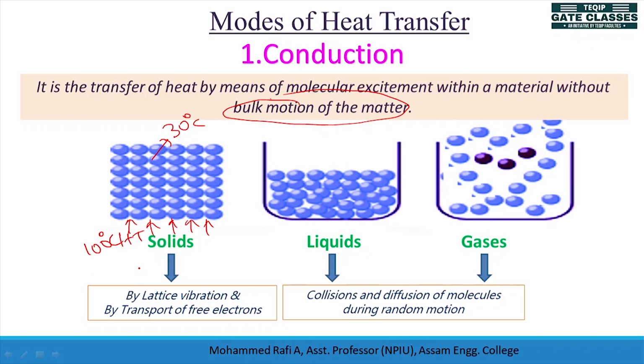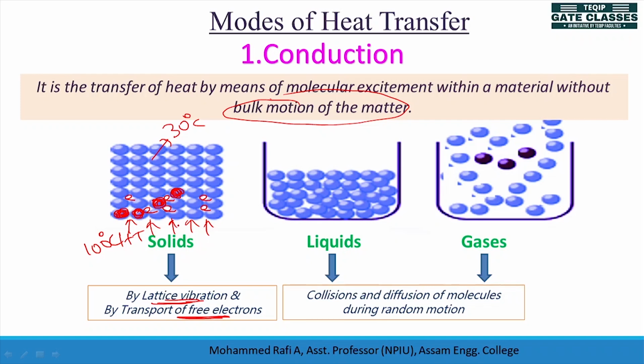So in solids, how is this possible? That is because of conduction. Conduction is a mode of heat transfer without any bulk motion of matter. How is it possible? It is by lattice vibration as well as free electron transport. What is a free electron? In every solid, especially in metals, there are free electrons within the lattice. These are all the solid molecules, and there will be some free electrons floating within the lattice.